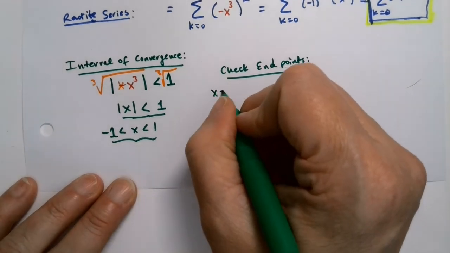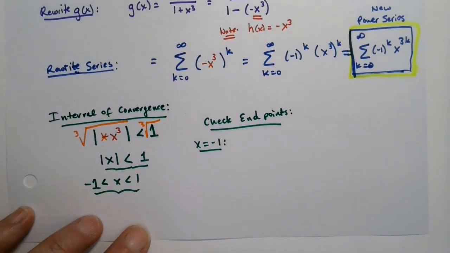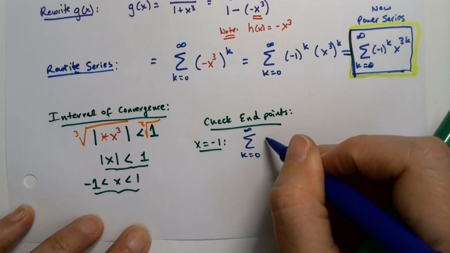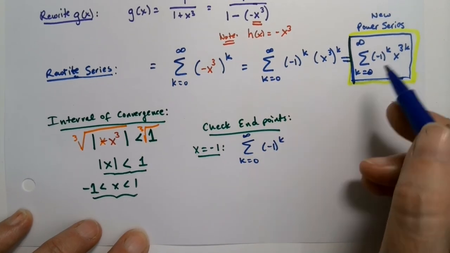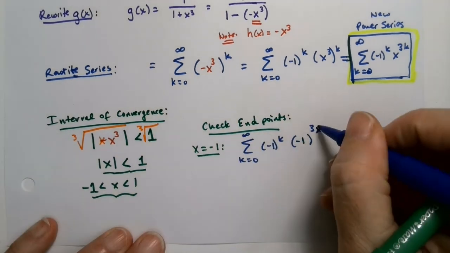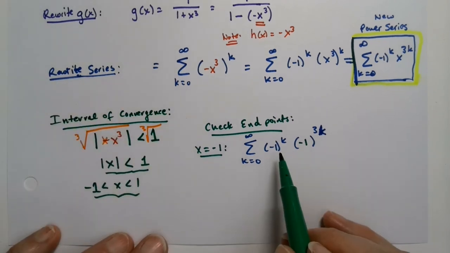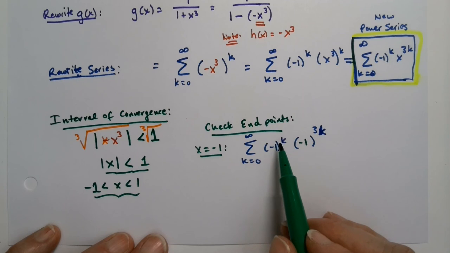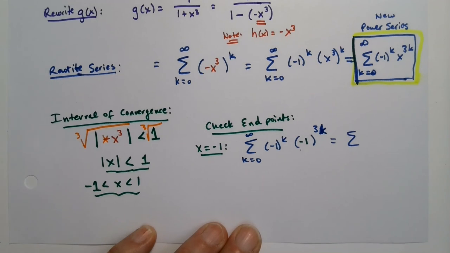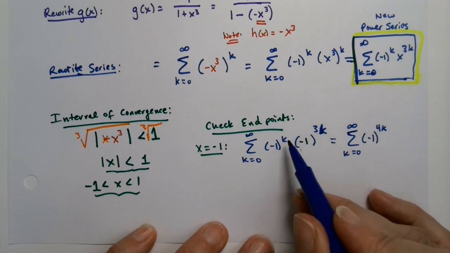So let's let x equal negative 1. And then we go back to this lovely series and we substitute it in. So we say, okay, I'm going from k equals 0 to infinity, negative 1 to the k, and instead of x, I'm going to have a negative 1 to the 3k. Sorry, 3k. Okay, so negative 1 to the k and negative 1 to the 3k. So this is going to be negative 1 to the 4k here. They have the same base, different powers, so you can combine them together and just add the powers. 3k plus k makes 4k.